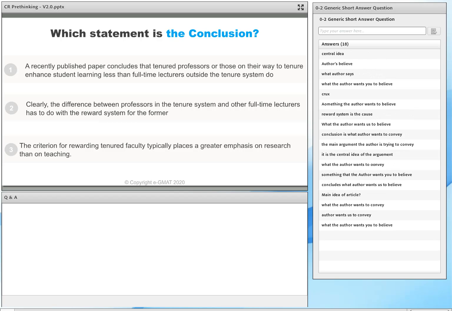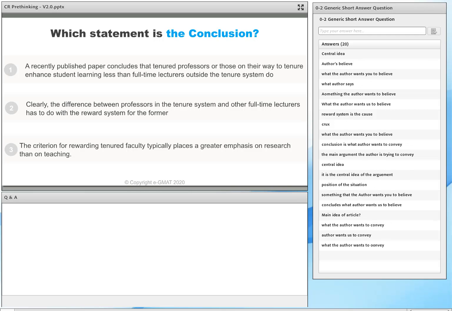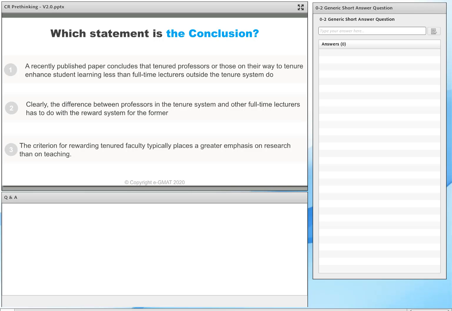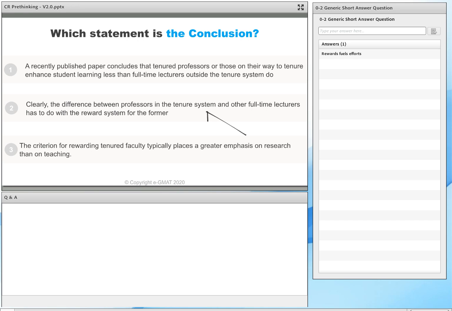So in this argument, what the author wants to prove is this part over here, that the reward system is causing the difference. This statement is a data point, which you're not going to question, to make statement 2 more believable. Statement 3 is a data point to make statement 2 more believable.